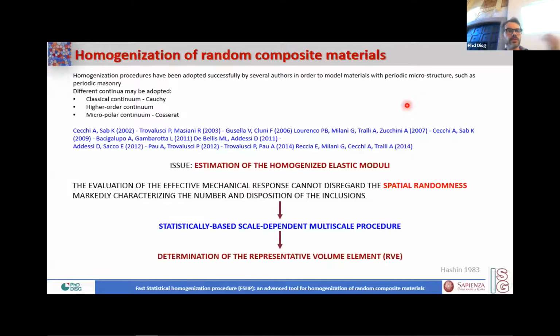First, I want to recall that in the context of composite materials, homogenization is successfully adopted by several authors for classical and enriched continuum. The synthetic literature is reported here, not exhaustive. But what are the objects of the homogenization? The objects of the homogenization, as you saw in the previous lecture, are the estimation of the homogenized elastic moduli and the determination of the representative volume, the RVE, which is not defined a priori in the case of random materials, in which it's not possible to identify a repetitive cell.